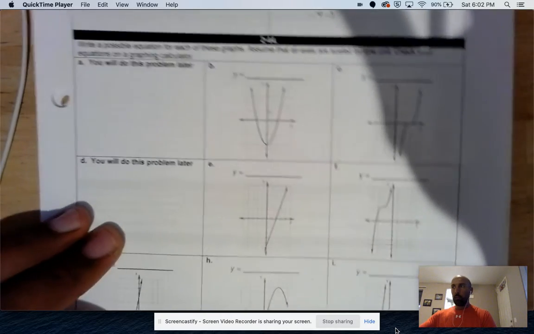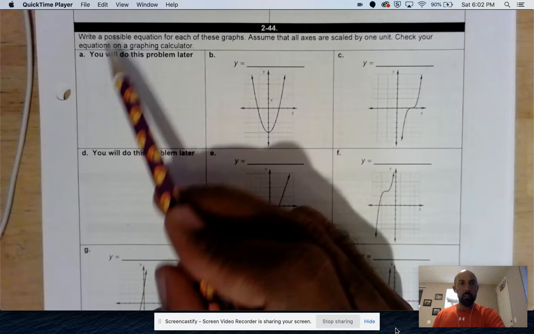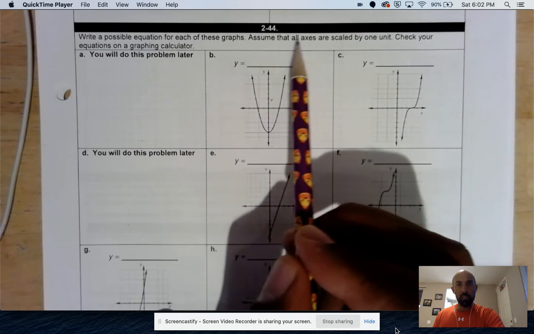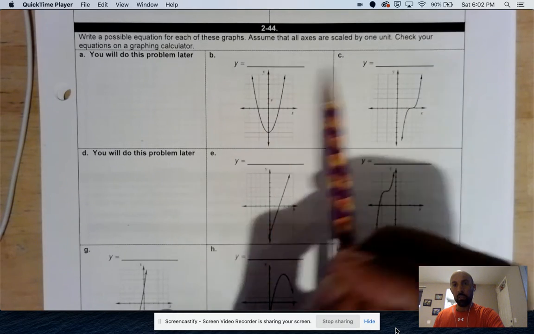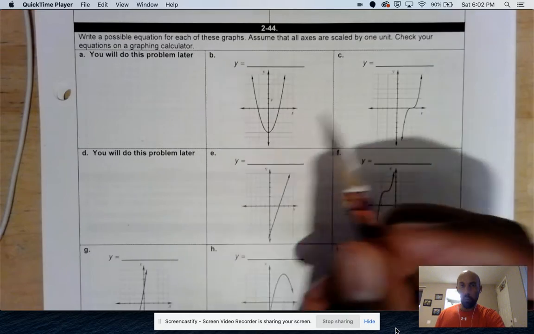Okay. So now let's not worry about these two here. It says write possible equations for each of these graphs and assume all axes are scaled by 1 unit. So these all go by ones. And check your equations on a graphing calculator, or basically use Desmos to check your answers.